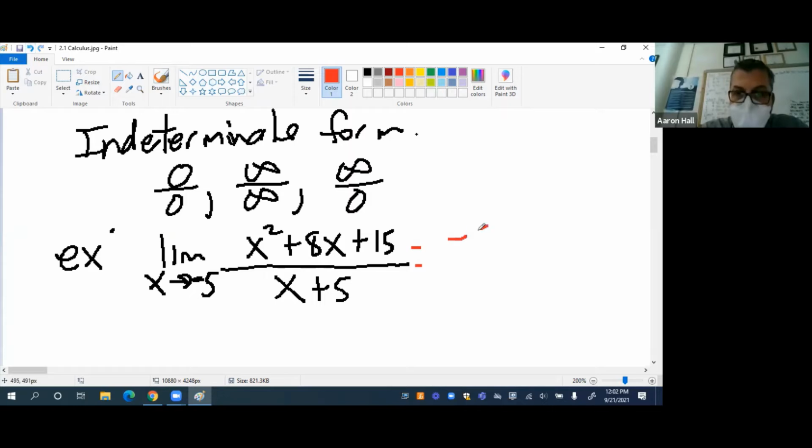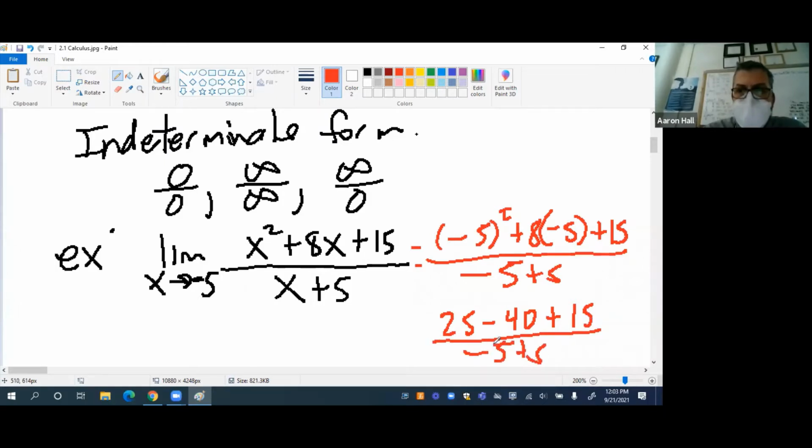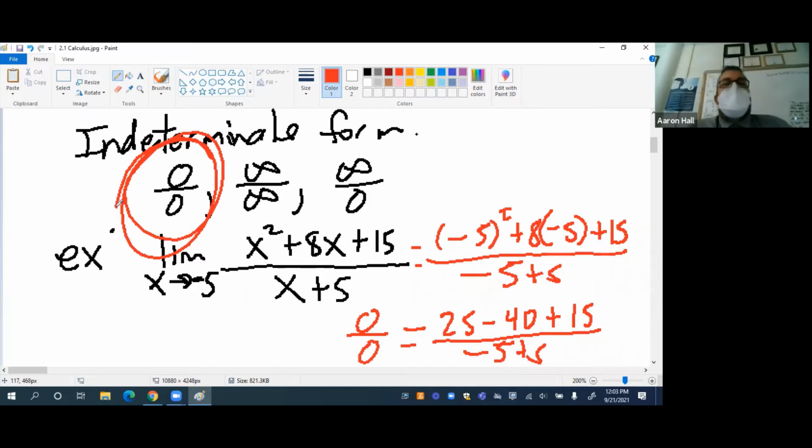Let's plug it in and find out. -5 squared plus 8 times -5 plus 15 over -5 plus 5. In the numerator, I have 25 minus 40 plus 15. Does that look right? Over -5 plus 5. What does that give us in the numerator and denominator? 0 divided by 0. That's an indeterminate form. What does an indeterminate form mean? It's not determined. Just when I have 0 over 0, the limit is not determined.